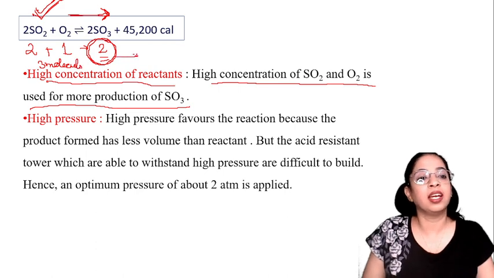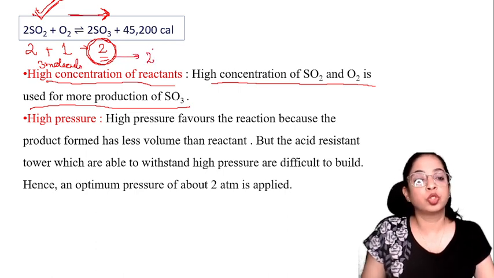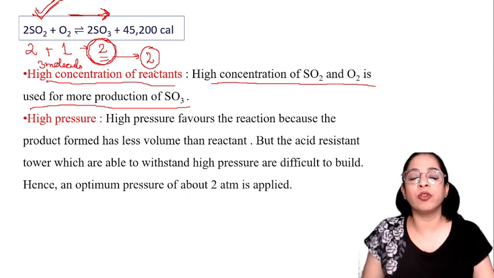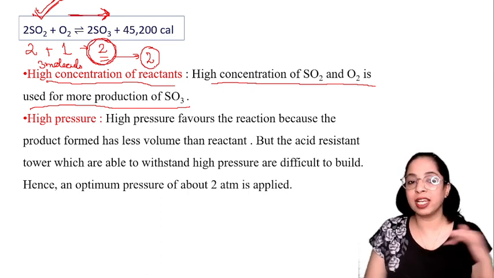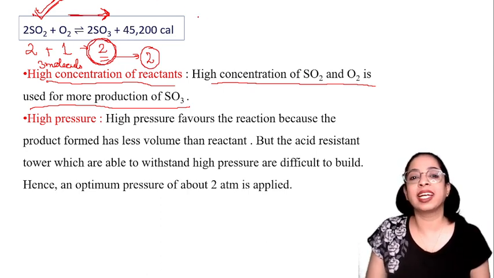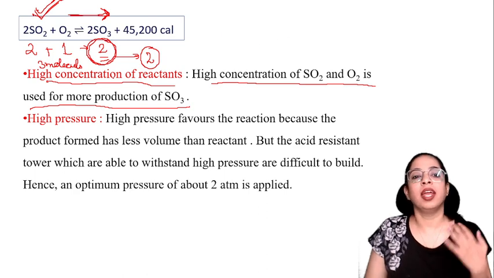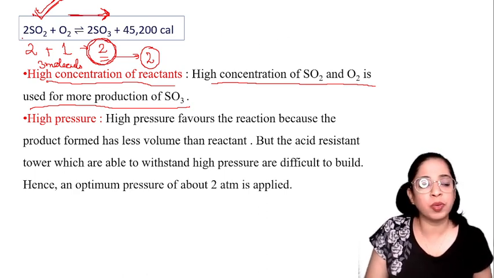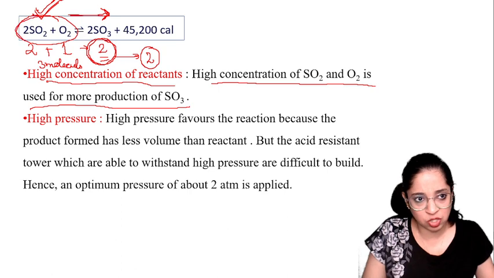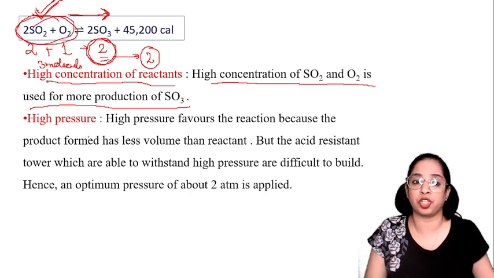Okay. Now pressure. Now again, if you see, there are 3 molecules on the reactant side, okay, 3. And here there are 2. So there are fewer molecules on the product side, so less pressure. So to increase the forward reaction, the reactant has to be with high pressure, right?